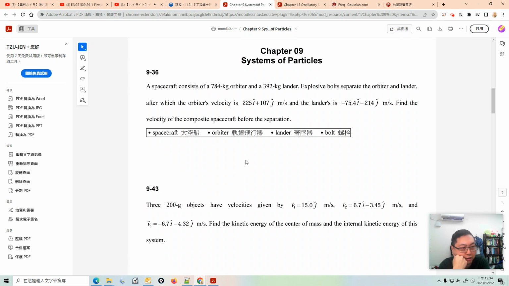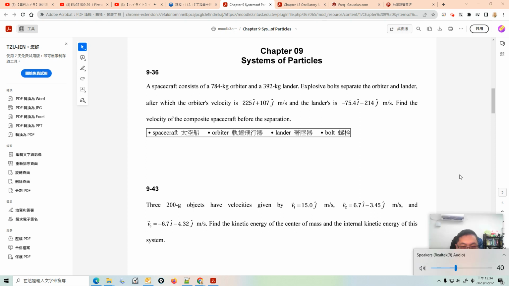This spacecraft consists of two parts. One is the orbiter and the other is the lander. It gives you the mass of the orbiter and the lander. Some explosive happens between the parts of the spacecraft, and then they separate into two parts, the orbiter and the lander. After the explosive, it gives you the orbiter's velocity vector and the lander's velocity vector. It says find the velocity of the composite spacecraft before the separation.